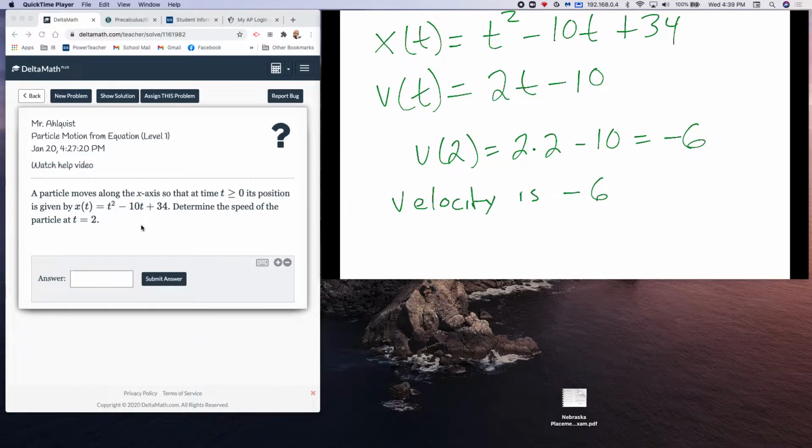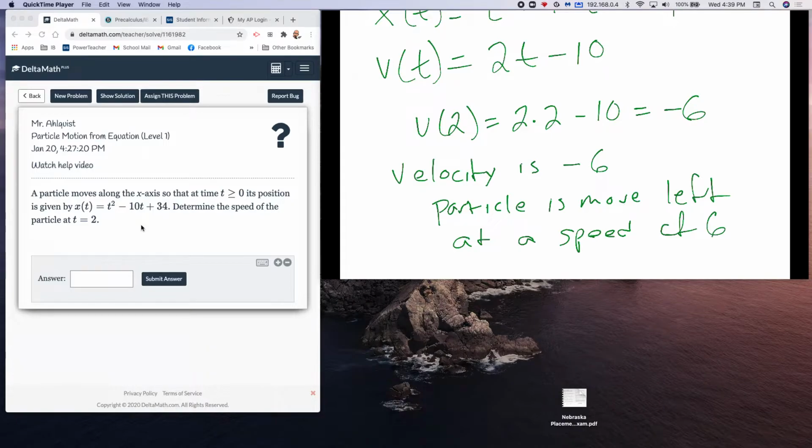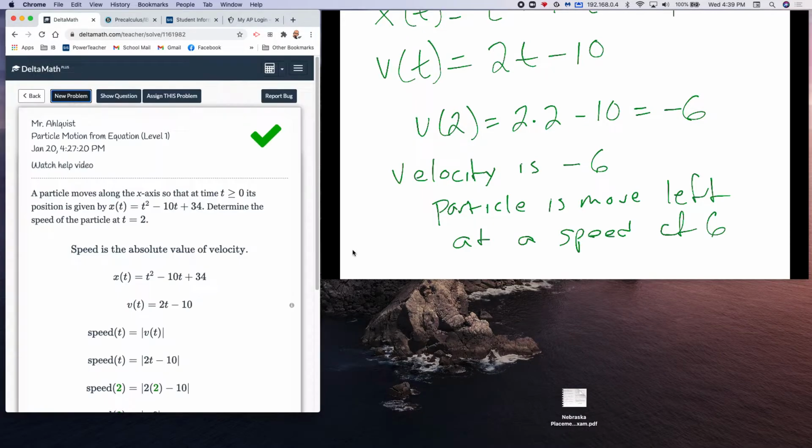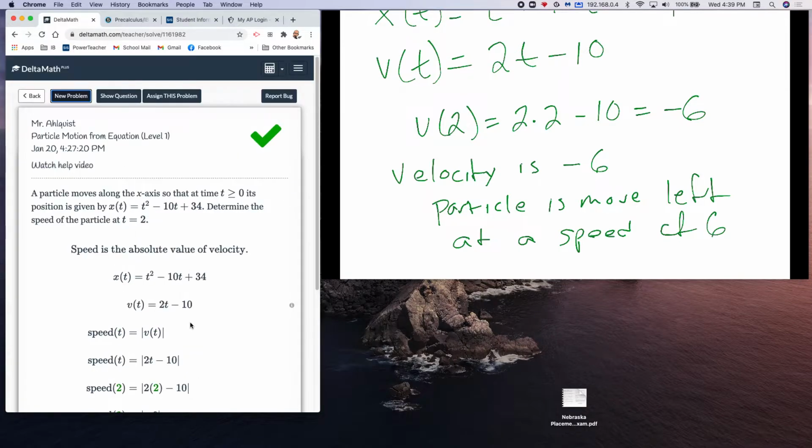Whatever the unit of measure is, they don't use a unit on this one, but the velocity is negative 6, which means the particle is moving left at a speed of 6. So the negative really refers to whether it's moving to the right or to the left. In this case, it's moving to the left at a speed of 6. So if we just determine that the speed is 6 and submit that answer, we should get the right answer, because for speed, you want the absolute value.